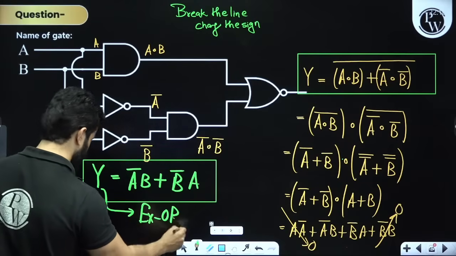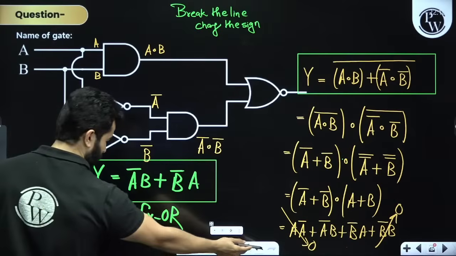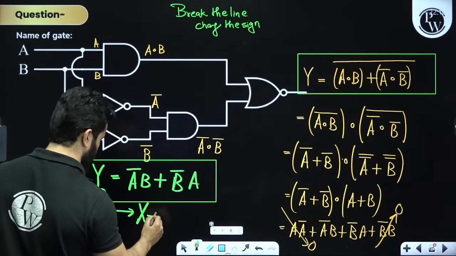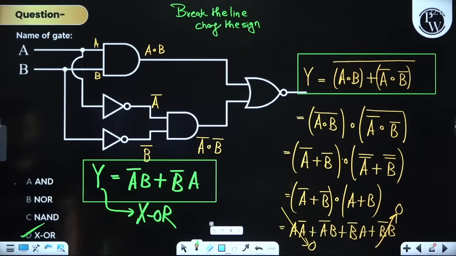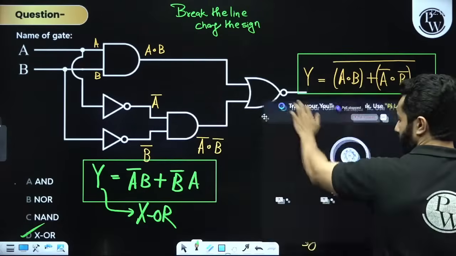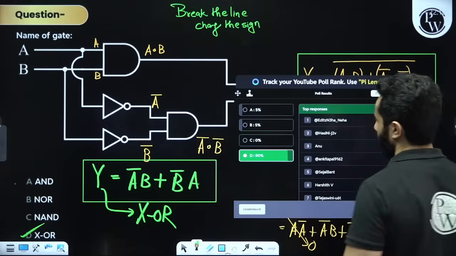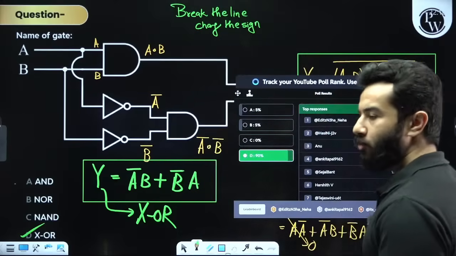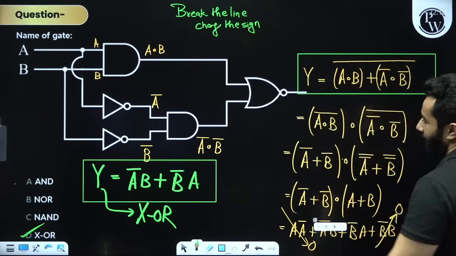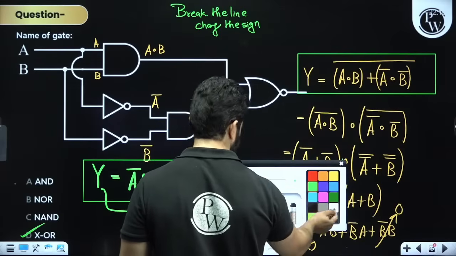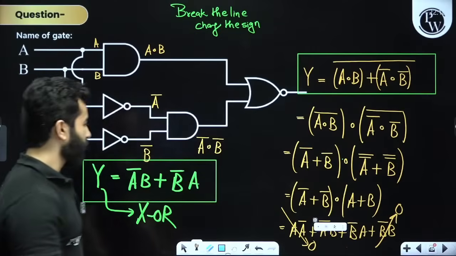This is XOR gate. D is the correct answer. Good, very, very good. Clear? Any doubt, my dear friends? Quickly write down in the chat box. Please remember what XOR is.